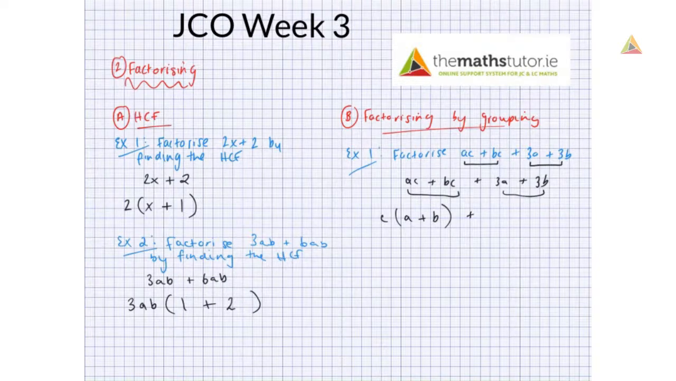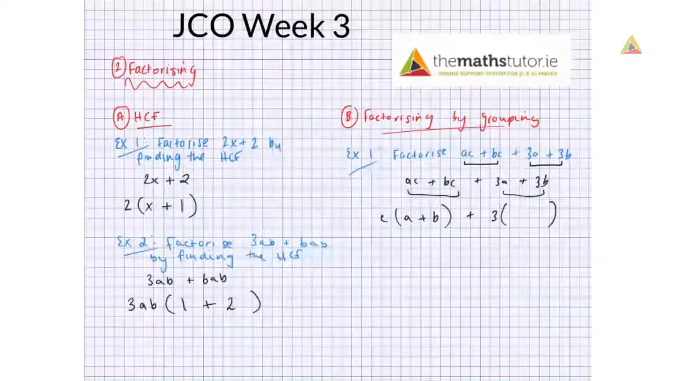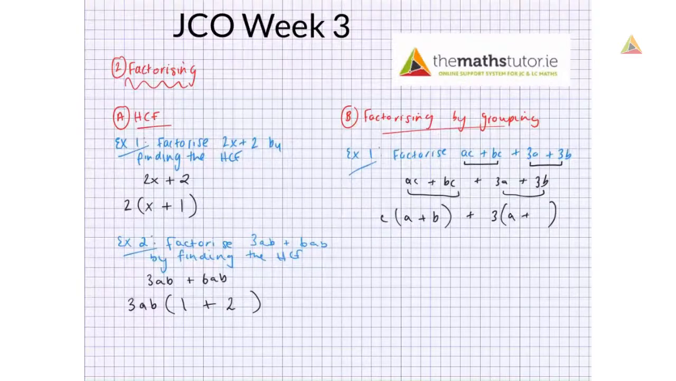Plus. Pull out what's common here. It's going to be the number 3. That's the only thing that's common, so I'm going to pull out the number 3. What multiplied by 3 gives me 3A? It's going to be A that goes in there. What multiplied by 3 gives me 3B? It's going to be B that goes in there.